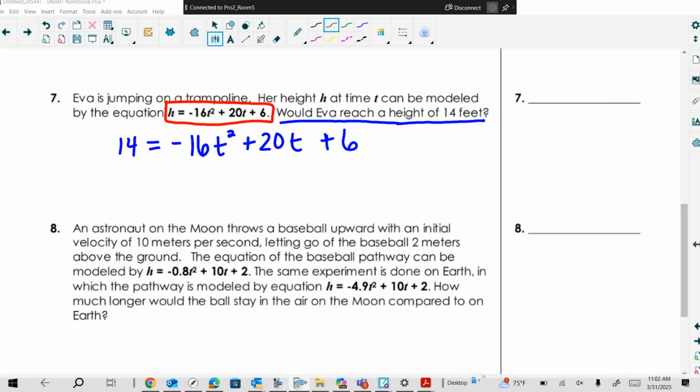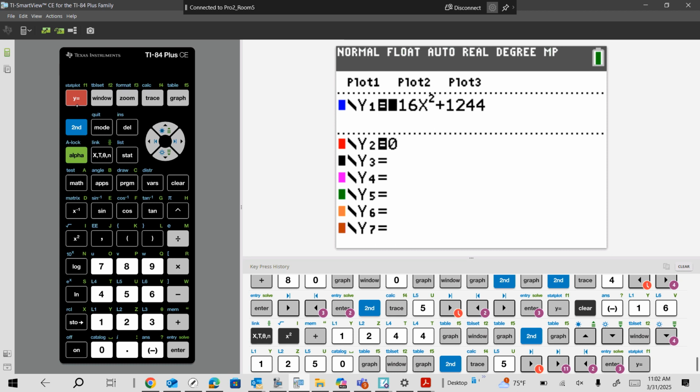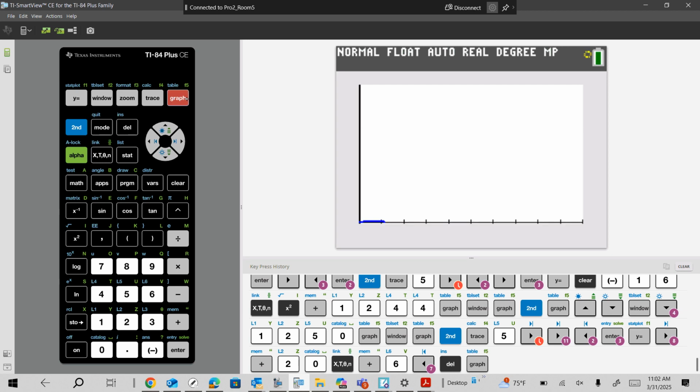Oops, that's not what I need. That's what I need. Go to y equals. Oh, thank you. I can't have two pluses. All right, so if we graph this, look how low it is down here. We're barely even seeing the graph.